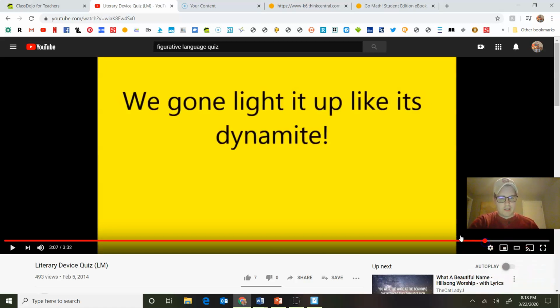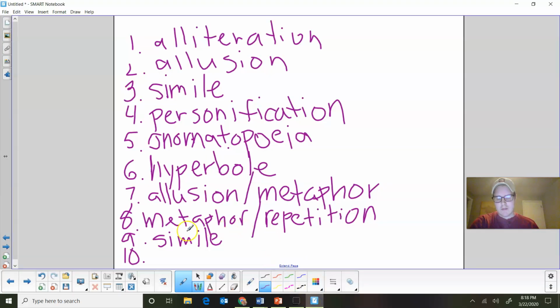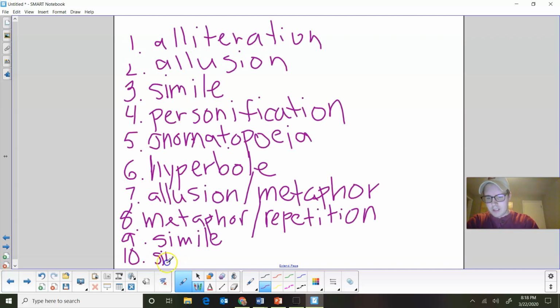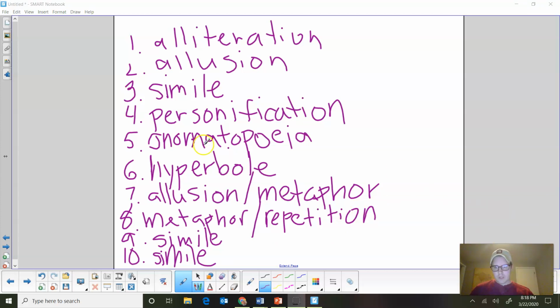So like it's dynamite. What do you think that is? Like it's dynamite? Well, hopefully you were like, oh yeah, we just did one of these. It's a simile. Whoops. Simile. Dynamite is explosive, all right? They're going to go into that party and they're going to have a great time. That's what they're saying, all right?